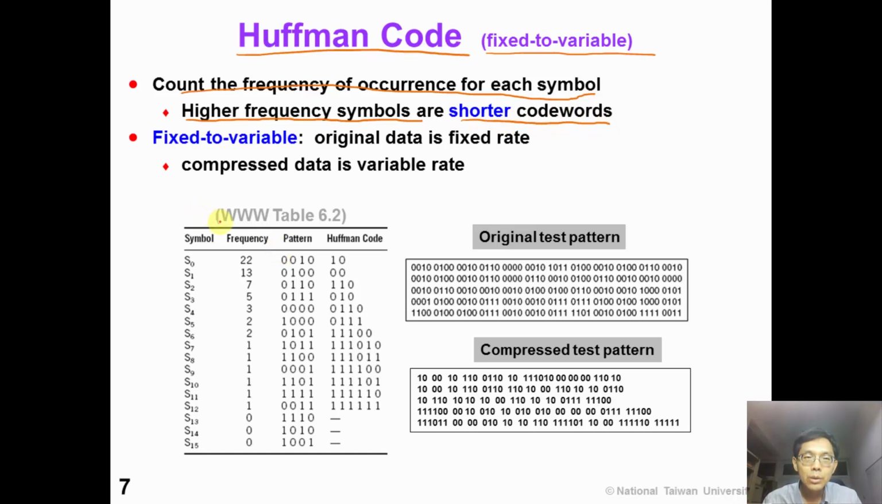This is an example shown in textbook table 6.2. Suppose the frequency of occurrence is totally 60, and the pattern 0010 appears 22 times. So we assign it a small Huffman code of 2 bits only. On the other hand, the pattern 0011 appears only 1 time. So we assign a very long Huffman code of 6 bits.